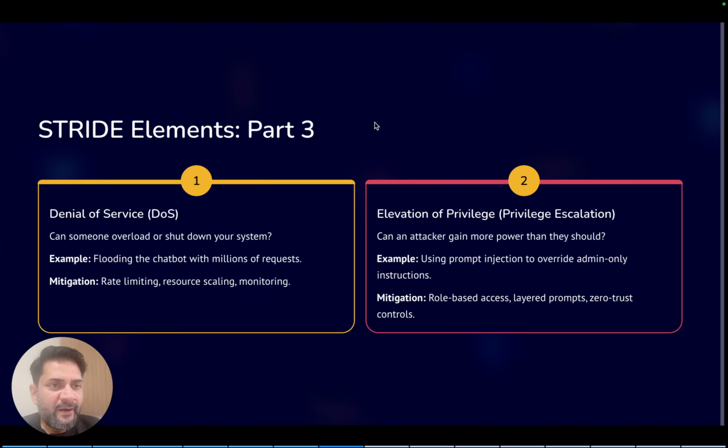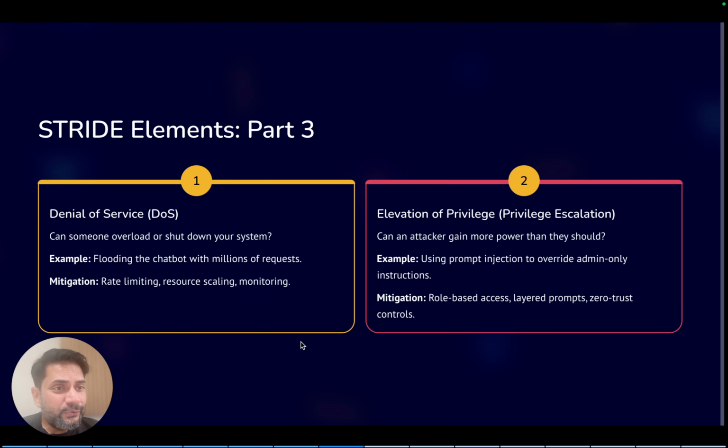Number 6, elevation of privilege or privilege escalation. Can an attacker gain more power than they should? For example, using prompt injection to override admin-only instructions. The mitigation could be role-based access, layered prompts, and zero trust controls.